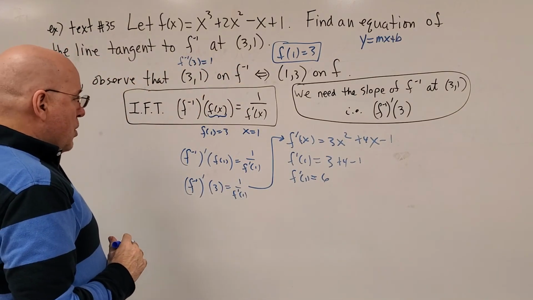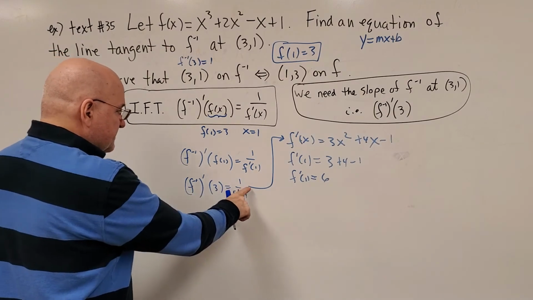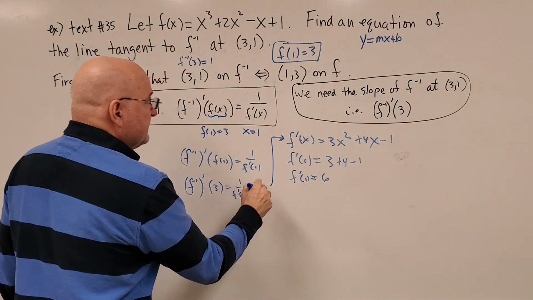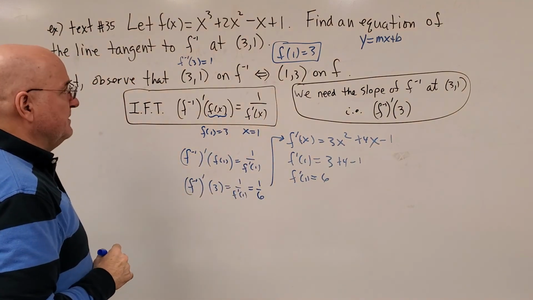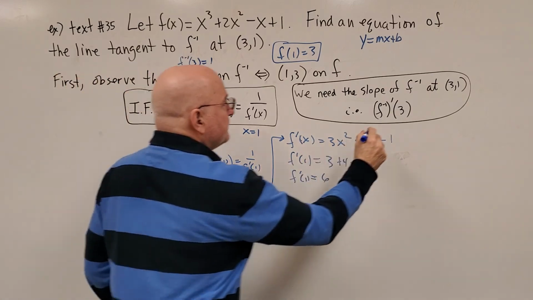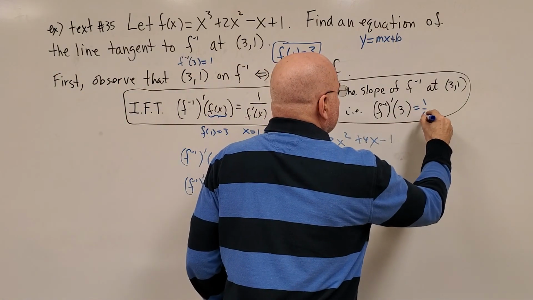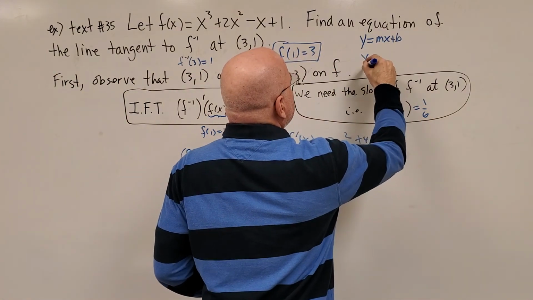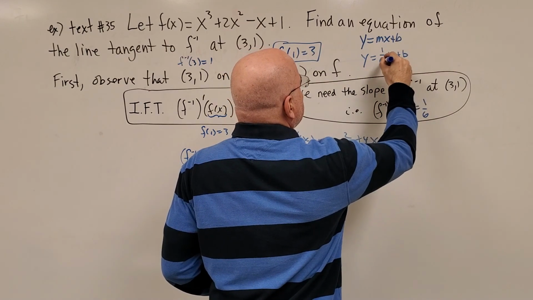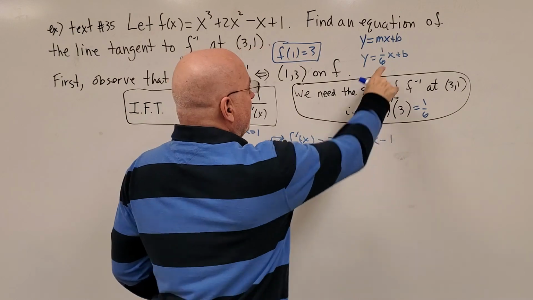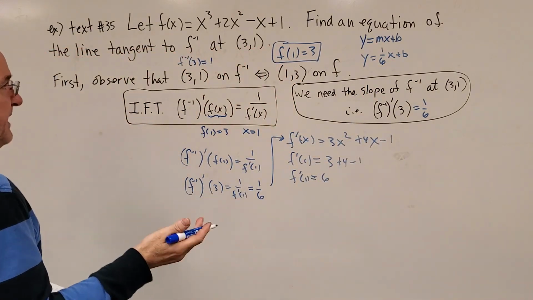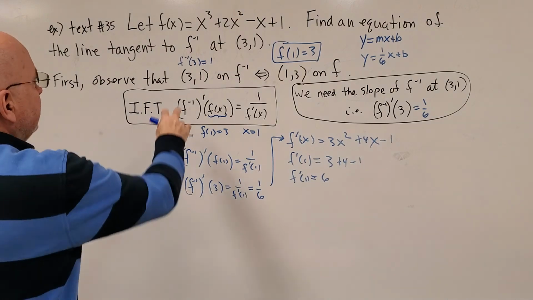All right, so this is 1 over 6. So the answer to that question, f inverse prime evaluated at 3, is 1/6. Now all we need is the b. So we know that the ordered pair (3, 1) is on f inverse.